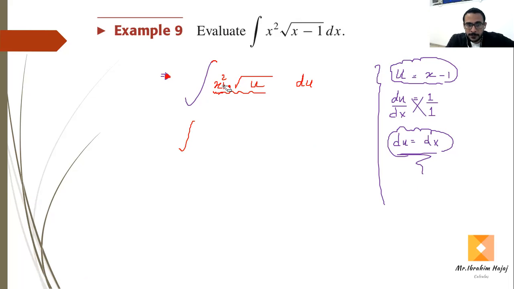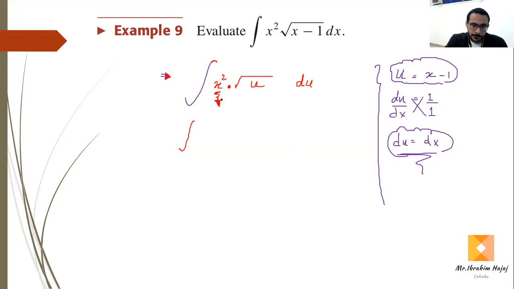You have two problems. First, in the integrand you have two different variables, x and u. It should be in only one variable, either x or u. So we have to make one more step to find the x or get rid of x, and we change this x to u.